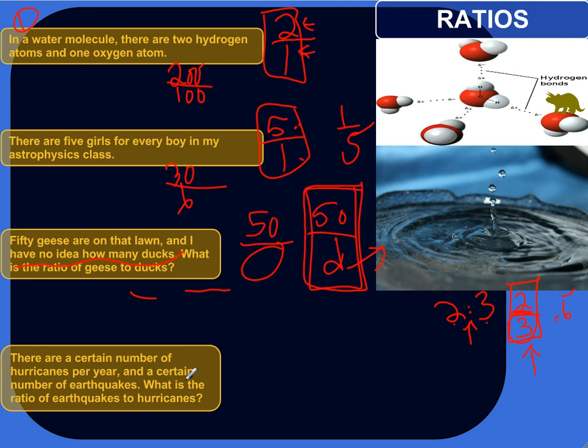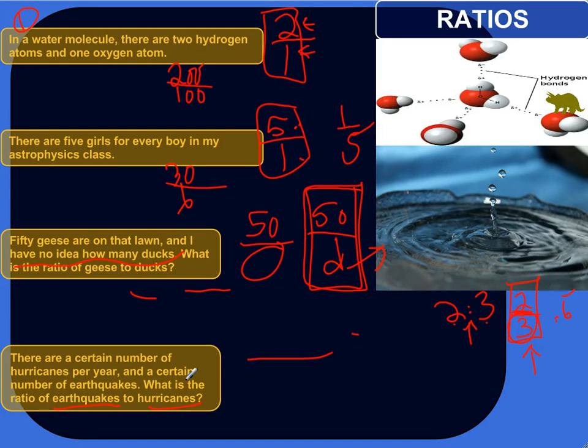Anyway, all right, there are a certain number of hurricanes per year and a certain number of earthquakes, and I don't say what those certain numbers are. What is the ratio of earthquakes to hurricanes? All right, now I don't know any numbers. So again, don't panic. If you don't know a number, that's what algebra is for. You represent it with a letter. So there's a certain number of hurricanes per year. But the question is, what is the ratio of earthquakes to hurricanes?